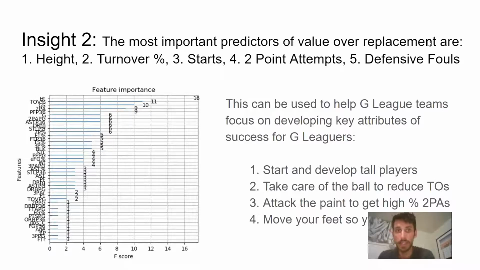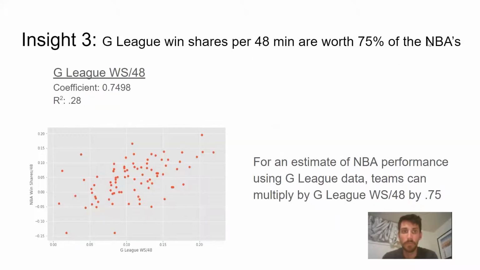Our second insight is that the most important predictors of value over replacement player are height, turnover percentage, starts, 2-point attempts, and defensive fouls. This can be used to help G League teams focus on developing key attributes of success for their players. In other words, start and develop tall players, take care of the ball to reduce turnovers, attack the paint to get high percentage 2-point attempts, and move your feet so you don't foul.